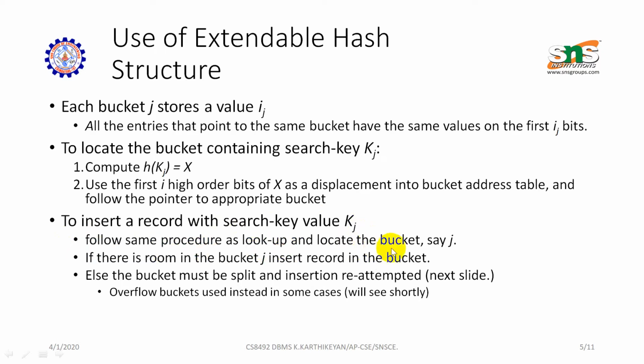To insert a record with search key value Kj, follow the same procedure as lookup and locate the bucket, say j. If there is room in bucket j, insert the record in the bucket. Else the bucket must be split and the insertion re-attempted. In some cases overflow buckets are used instead. We'll see this shortly.